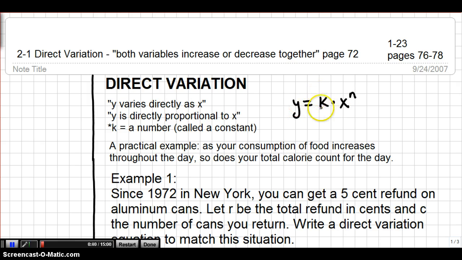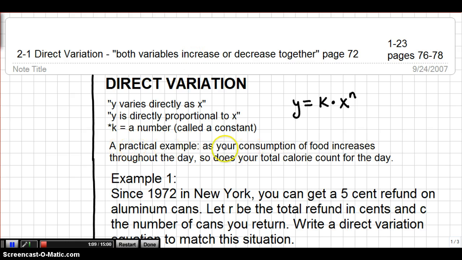There will be a constant involved in the formula called k, and students need to make sure that it is included in every variation problem that they do. The x variable may or may not have a power attached to it, so students need to watch out for that when they're working. When the problem says varies directly as x or is directly proportional, those two are interchangeable, and they both mean that the variables will increase together.